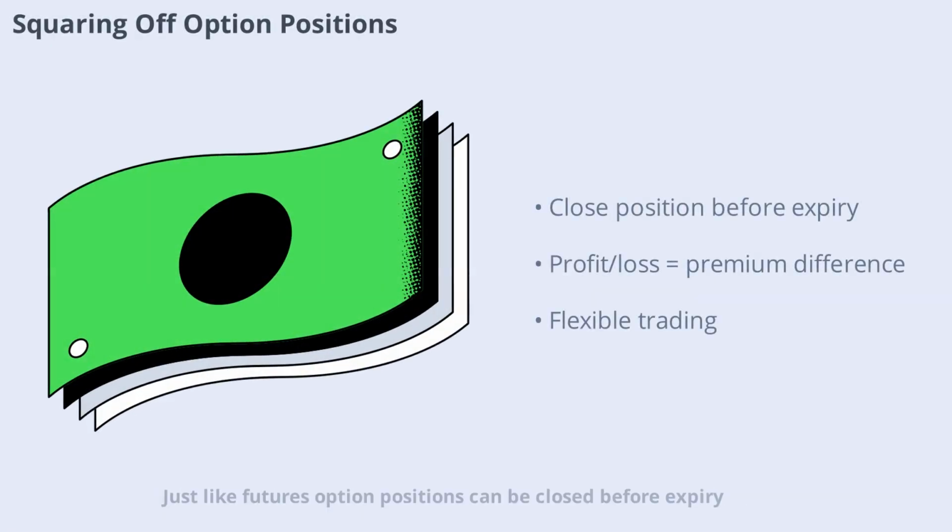Just like futures, option positions can be closed before expiry by taking an opposite position in the market. For example, if you bought a put option and later sell the same contract, you lock in your profit or loss. The difference between the premium paid and received determines your net gain or loss. Squaring off provides flexibility and allows traders to react to changing market conditions without waiting for expiry.